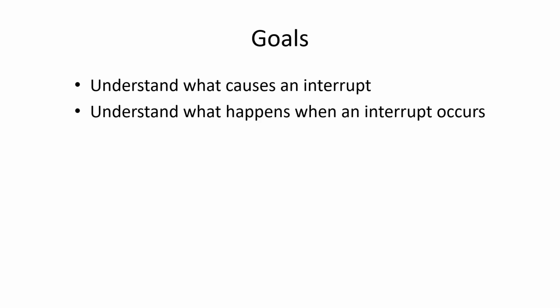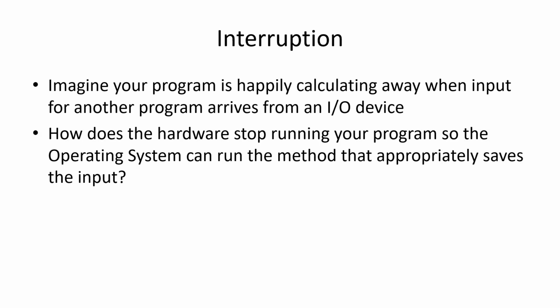We want to first understand what causes an interrupt and then what happens when an interrupt occurs. So, you're writing programs and your program is running along and then you press a key on a keyboard or a network packet comes in or some other program which is doing some I/O. The I/O is complete. Well, the operating system has to handle these events, but your program is running. How does it stop your program and then go off and take care of that event, then come back and run your program? Well, that's done with an interrupt.